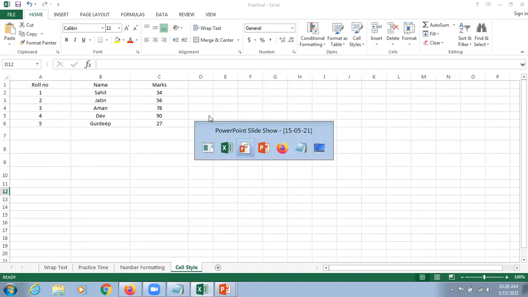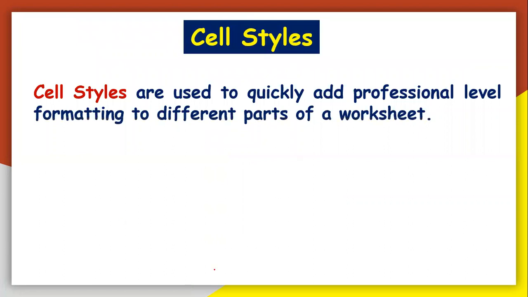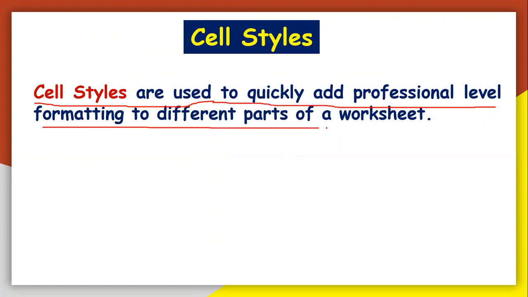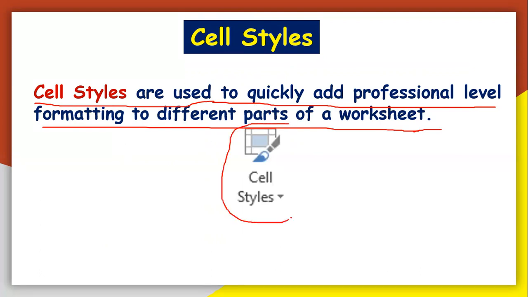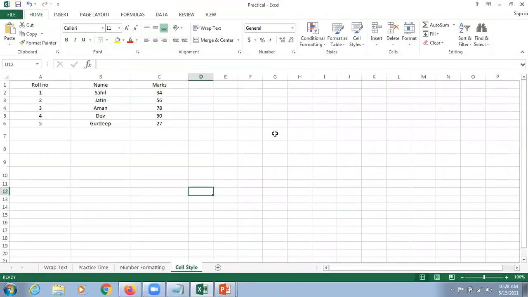The last thing we are going to discuss today, my dear respected students, before I move toward the practical session, is the theoretical portion: cell styles. Cell styles are used to quickly add professional-level formatting to different parts of a worksheet. This is the icon used for performing this, and there is one more point to remember, but we can do it later. So we are moving toward the practical demonstration.